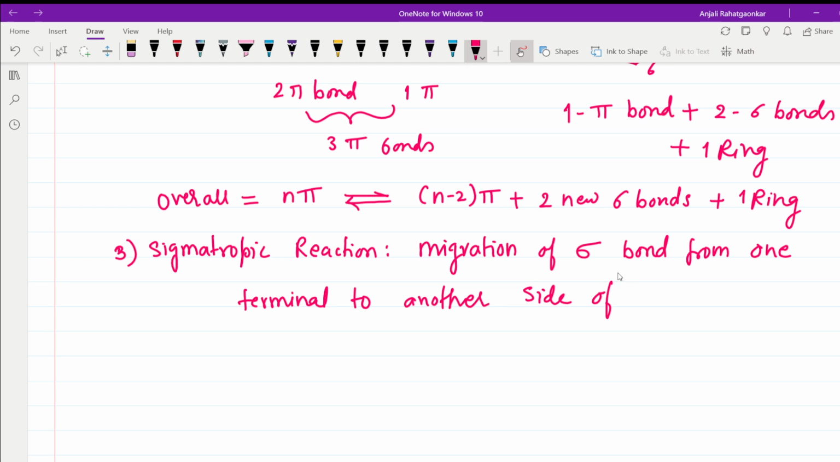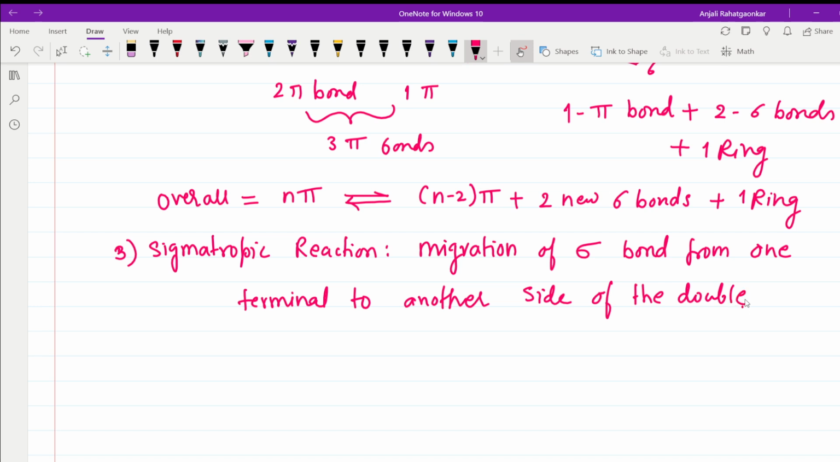It may be conjugated, non-conjugated, or isolated. There are 3 types of dienes. We know them: isolated, cumulative and conjugated. Here we can use conjugated dienes; cumulative doesn't work, but the isolated double bonds are preferable in this reaction. Alright, so here I can say that there is a migration of a sigma bond from one terminal to the other side of the double bond.